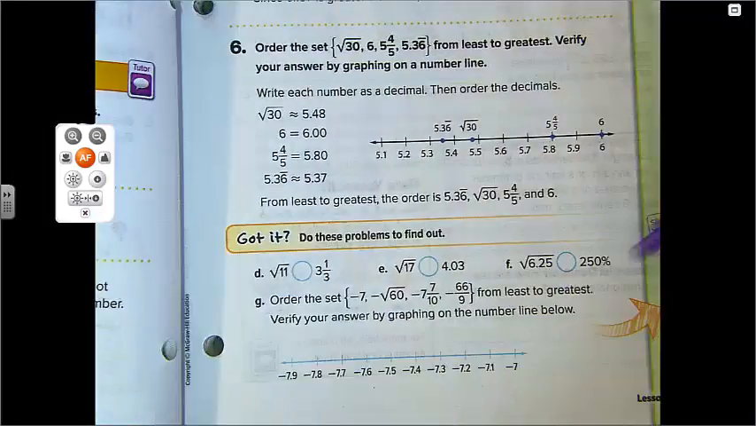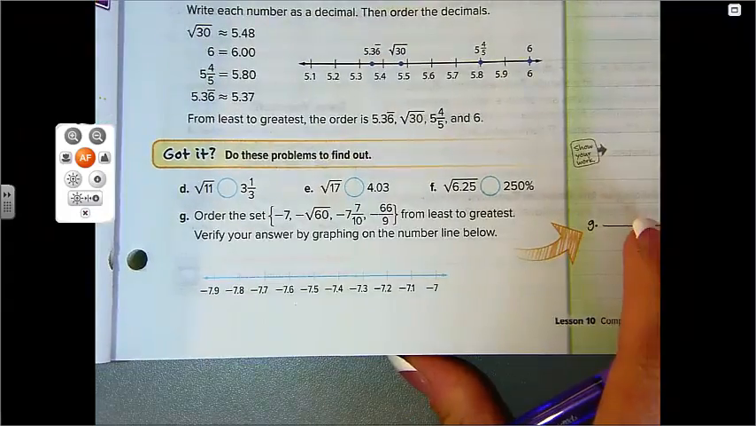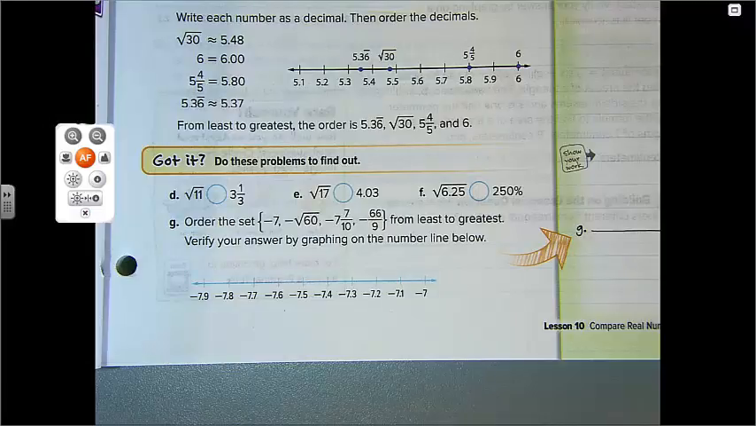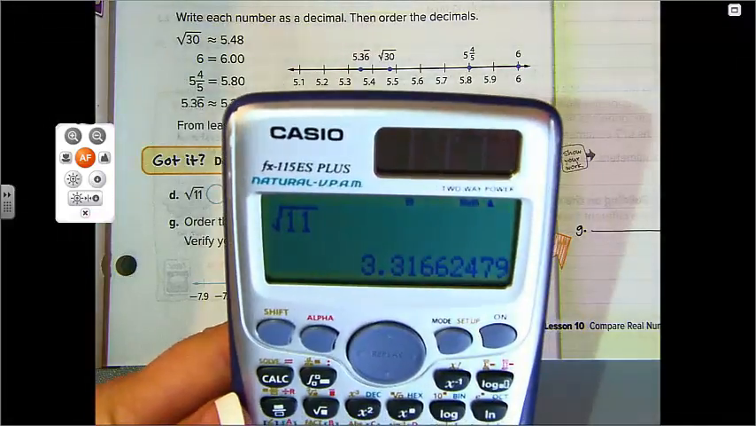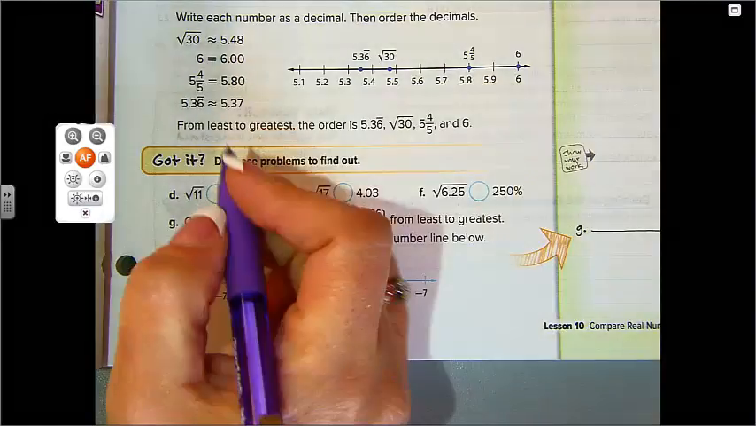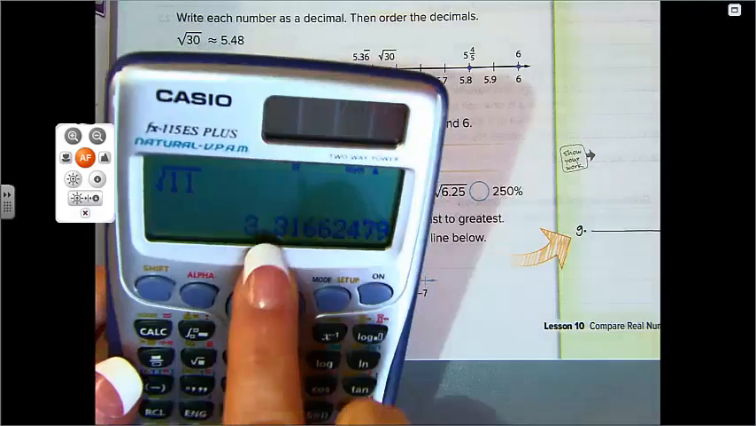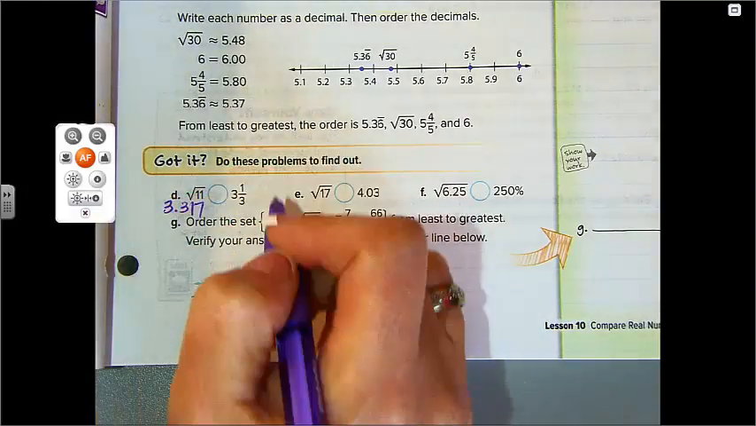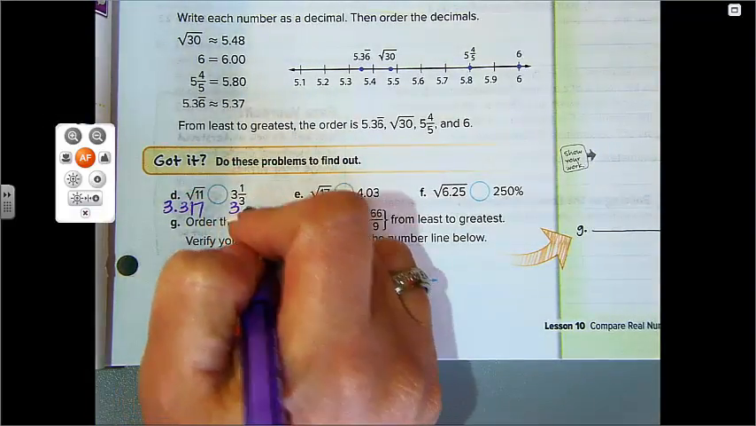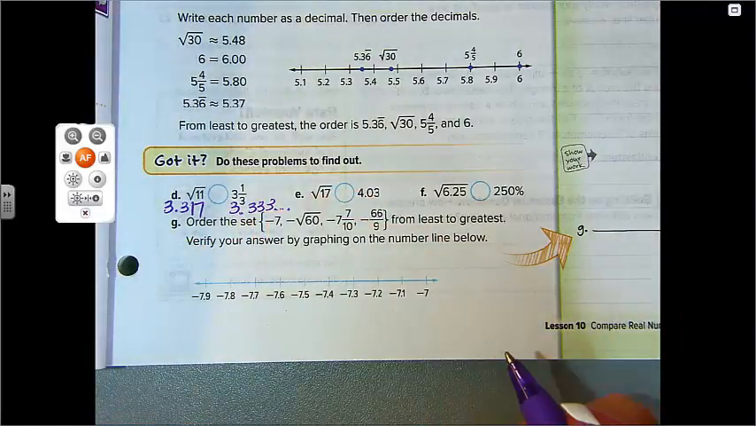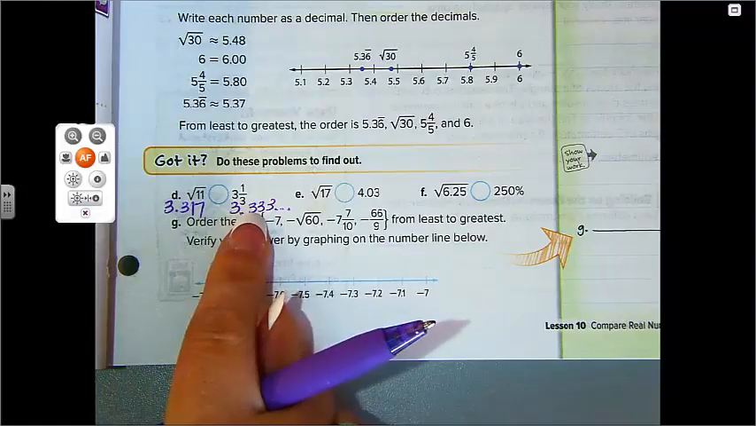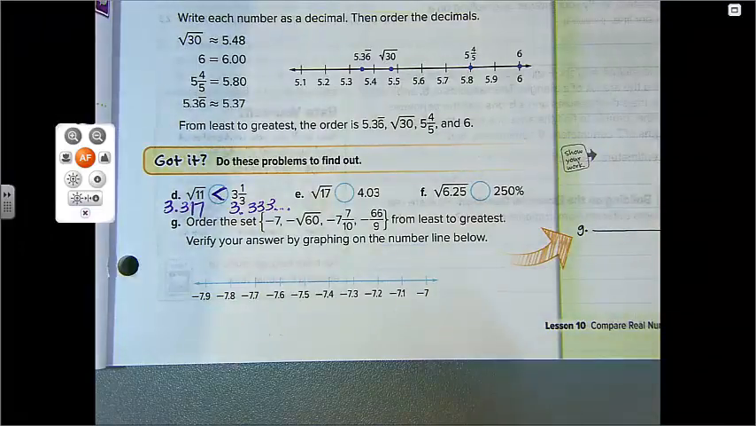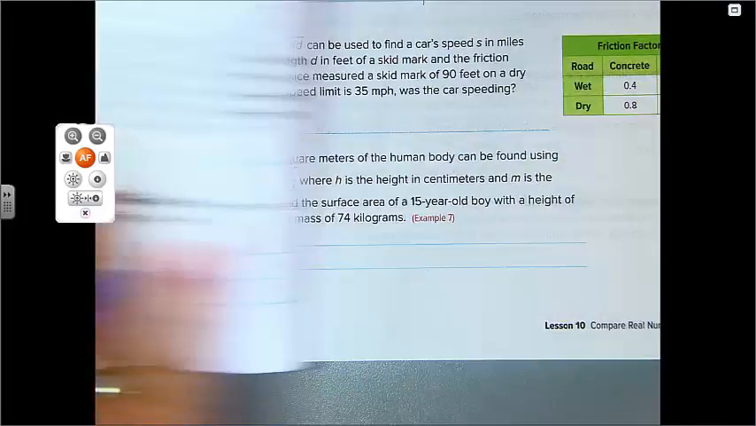Now we're going to do some comparing. And we're going to compare 2 numbers. On this first one, we're going to compare radical 11 to 3 1/3. So let's take the radical of 11. Radical 11 is 3.316. We're going to stop there. And if I actually rounded that, it would be 3.317. Well, 3 1/3, hopefully you know that that's 3.333 and so on, which means it goes on forever. So which one's bigger, 3.317 or 3.333? Well, hopefully you know that the bigger one is 3.333. So that is how I would put my inequality sign.